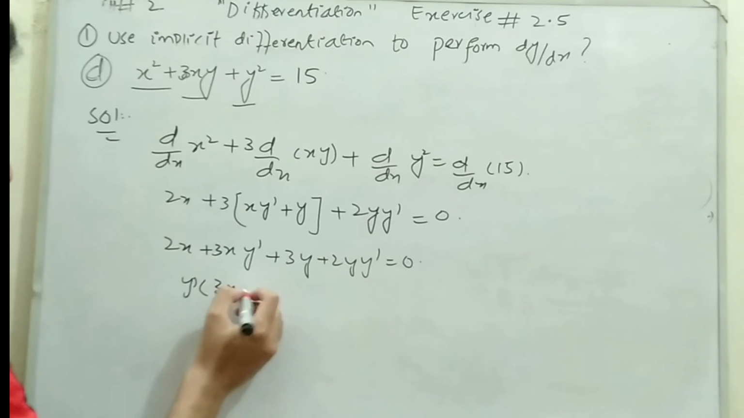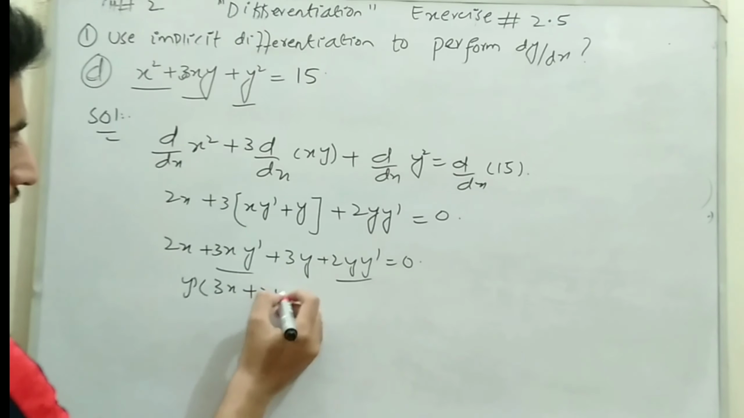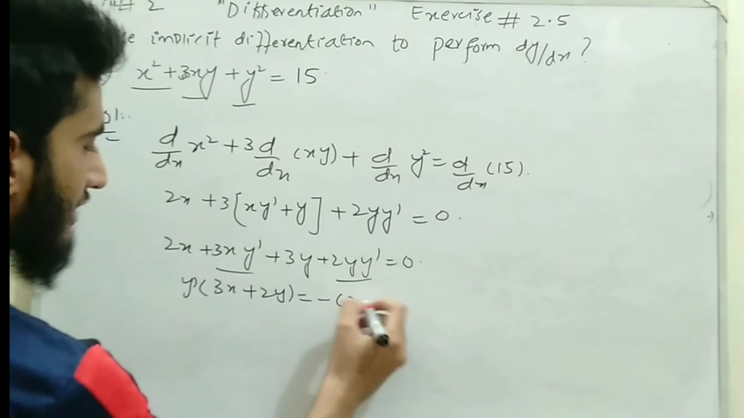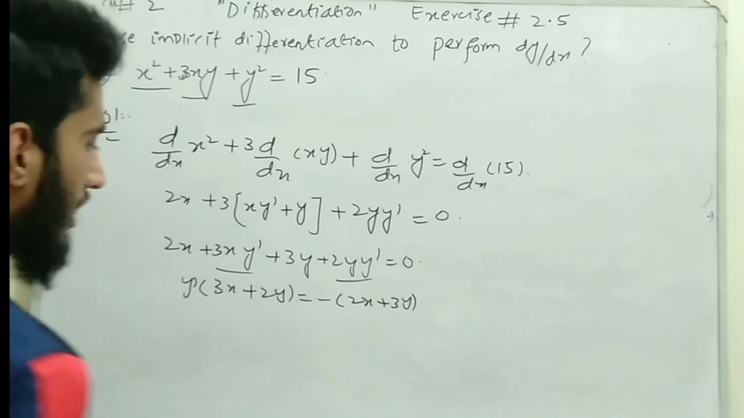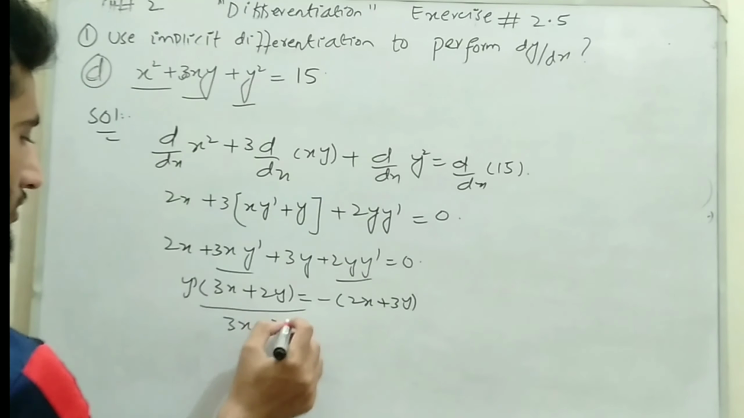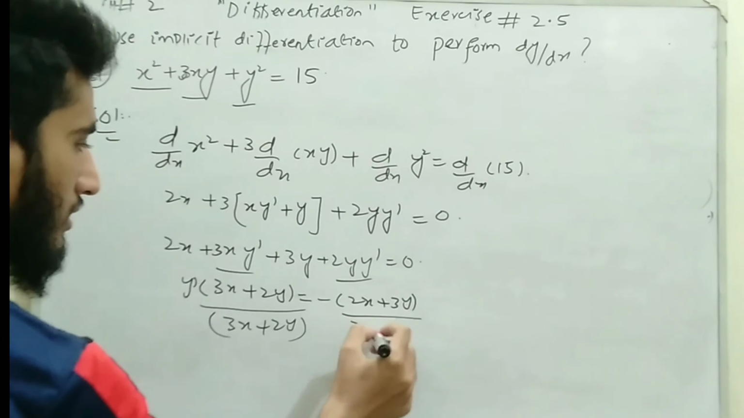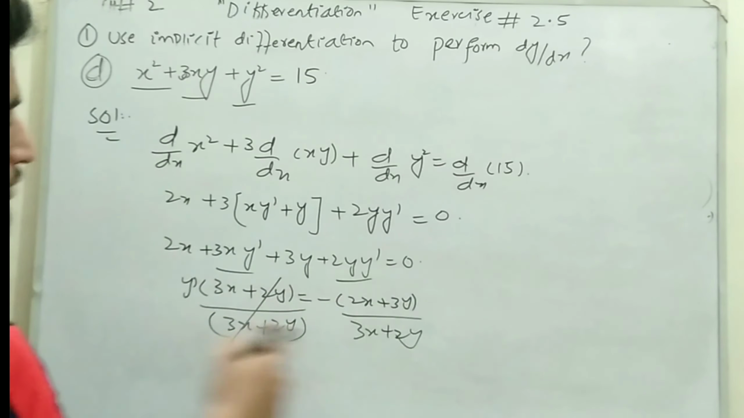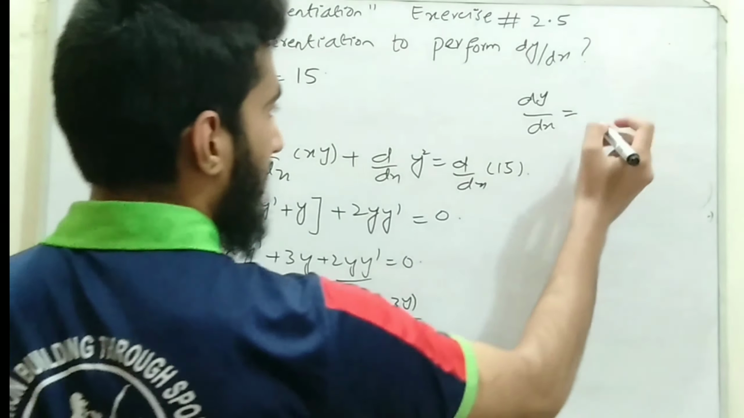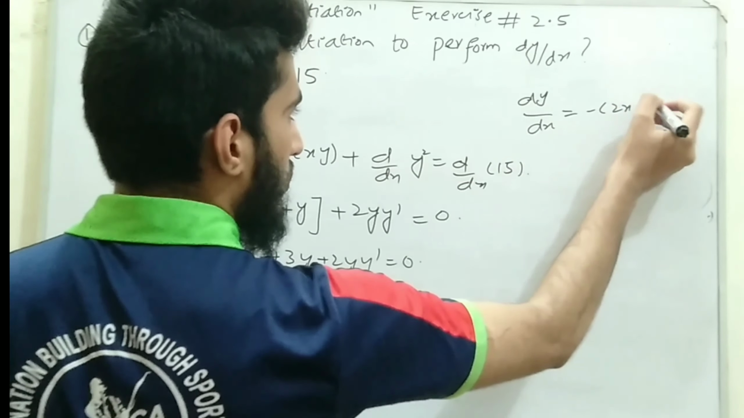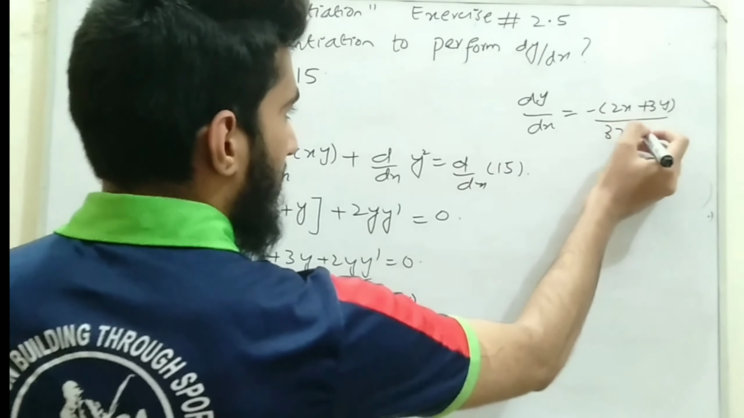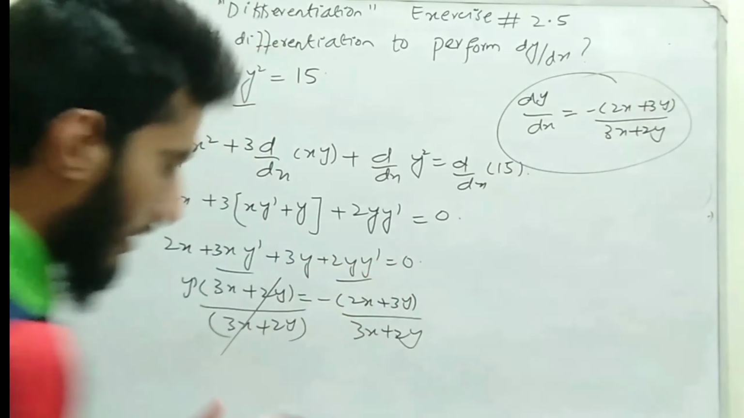Inside we are left with 3x and here we are left with plus 2y. And after this 3y and 2x will come to the right hand side, so it becomes minus times of 2x plus 3y. Now divide both sides with 3x plus 2y. So we are left with y dash, which can be written as dy by dx, is equal to minus times of 2x plus 3y over 3x plus 2y. So this is the required derivative.